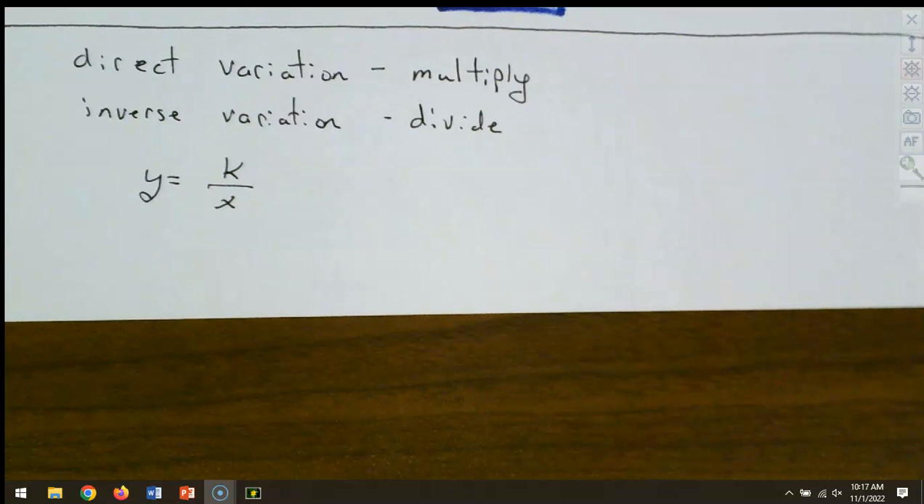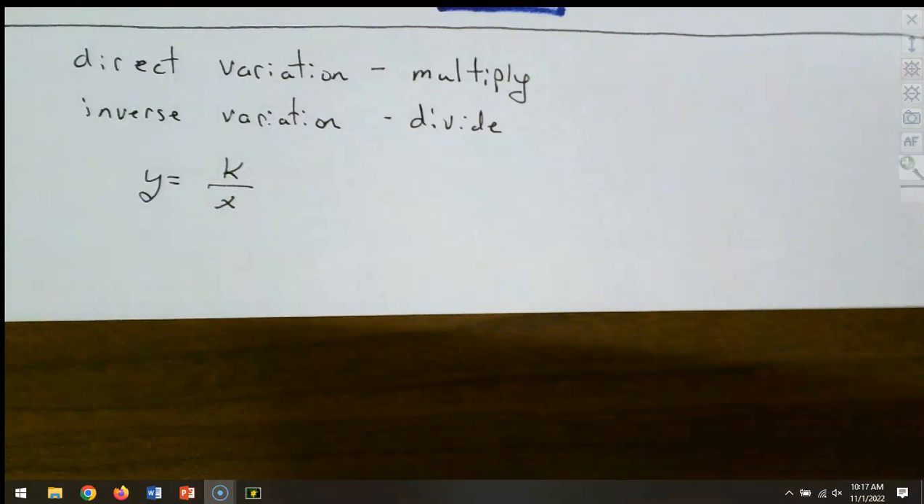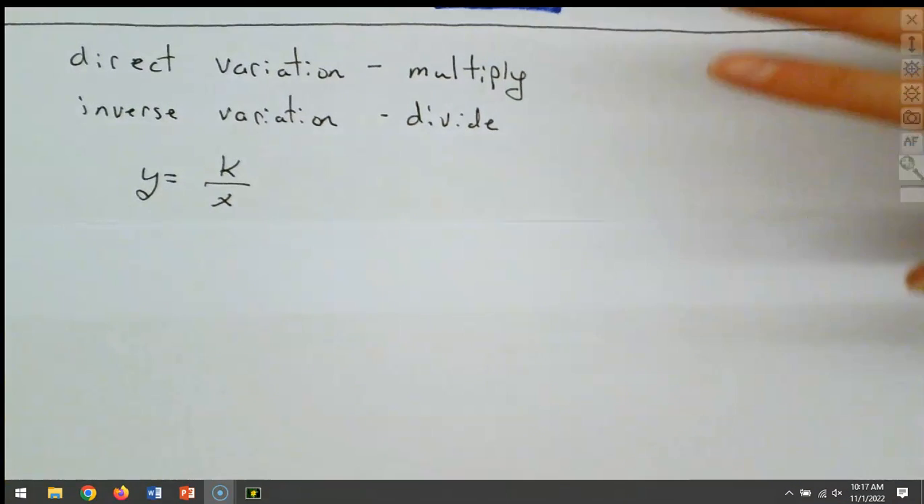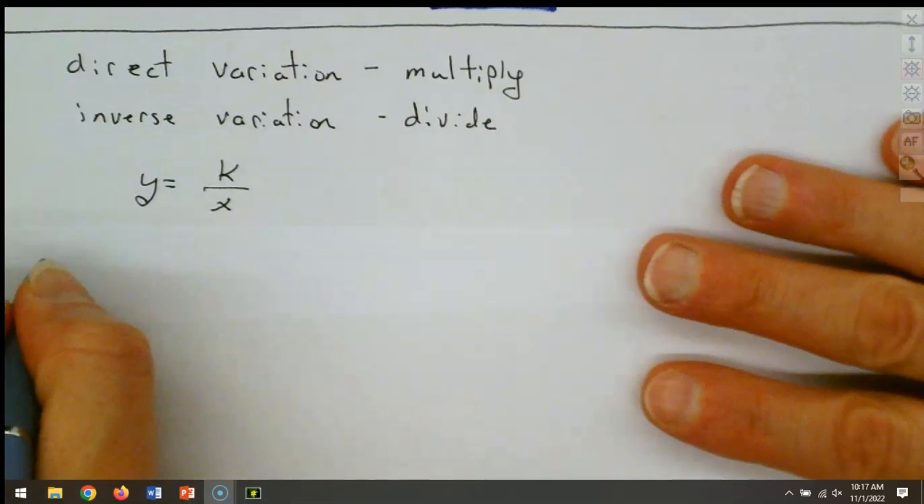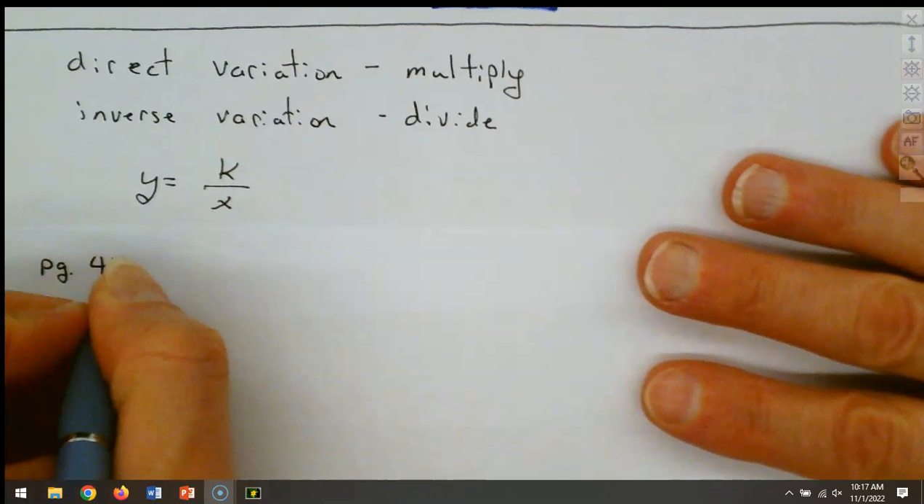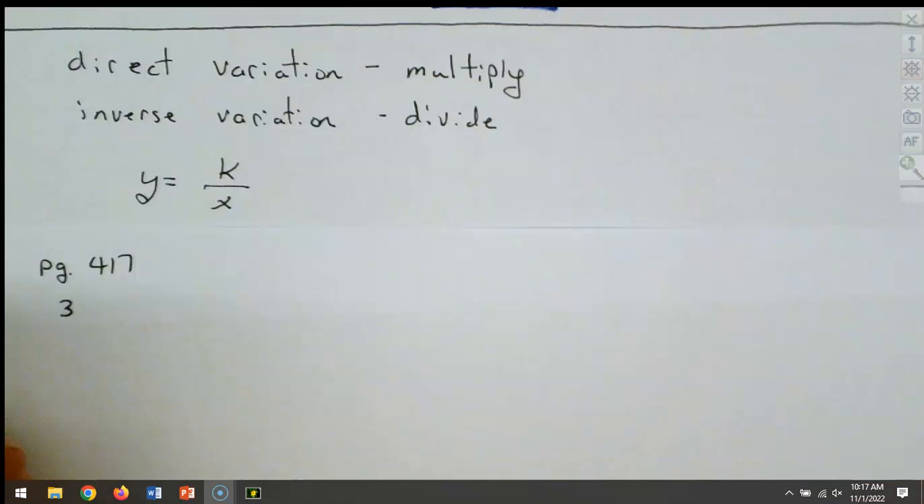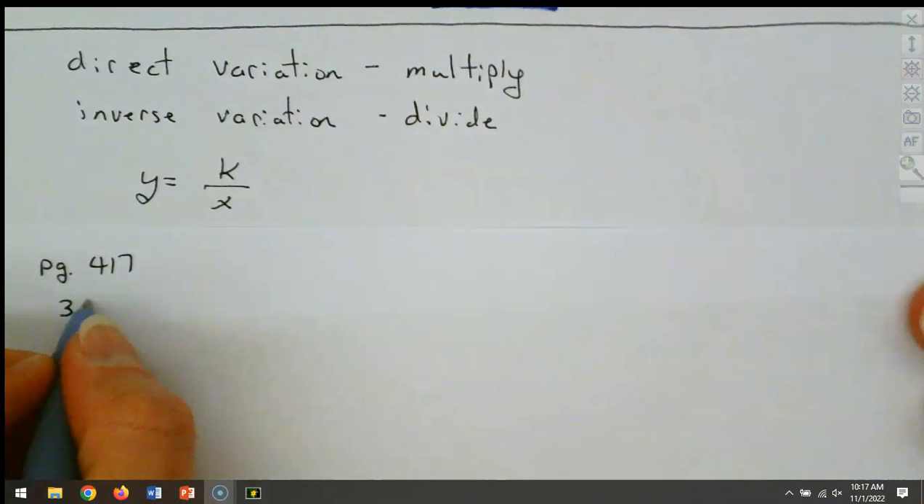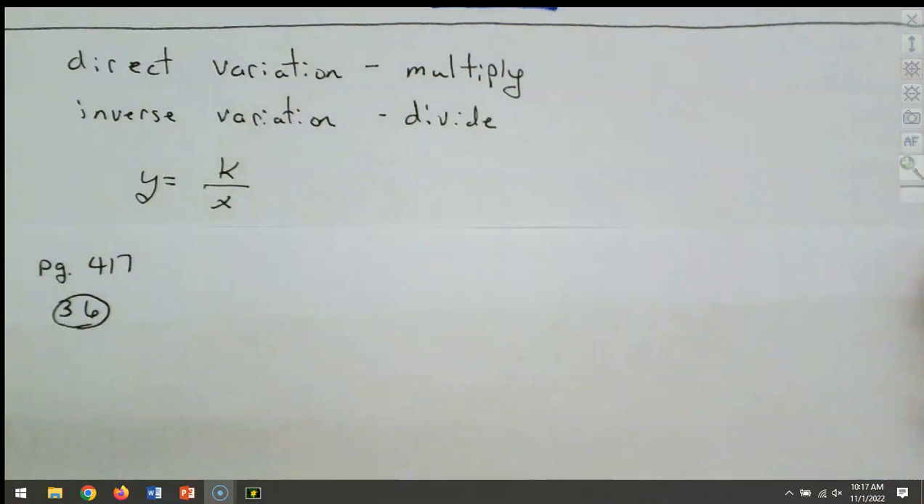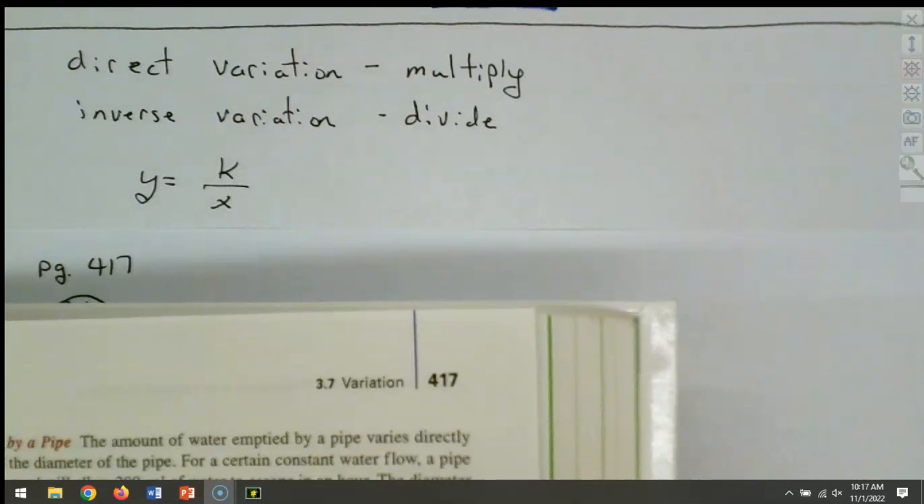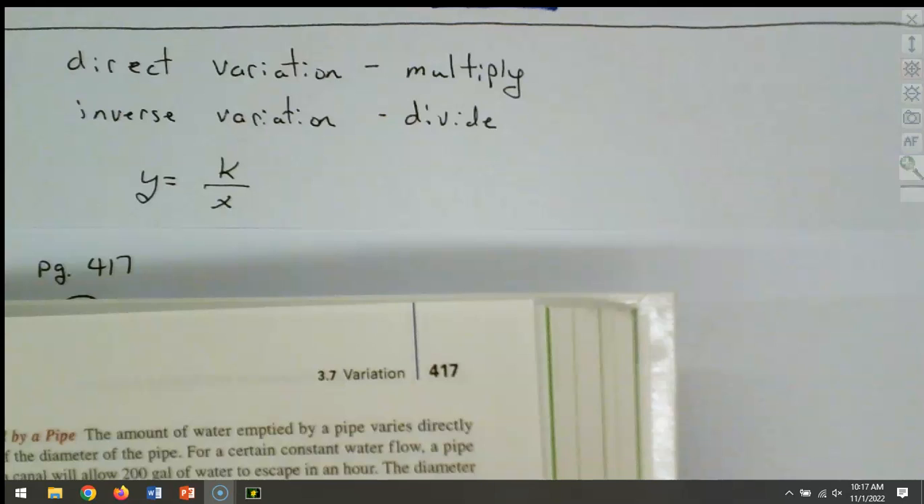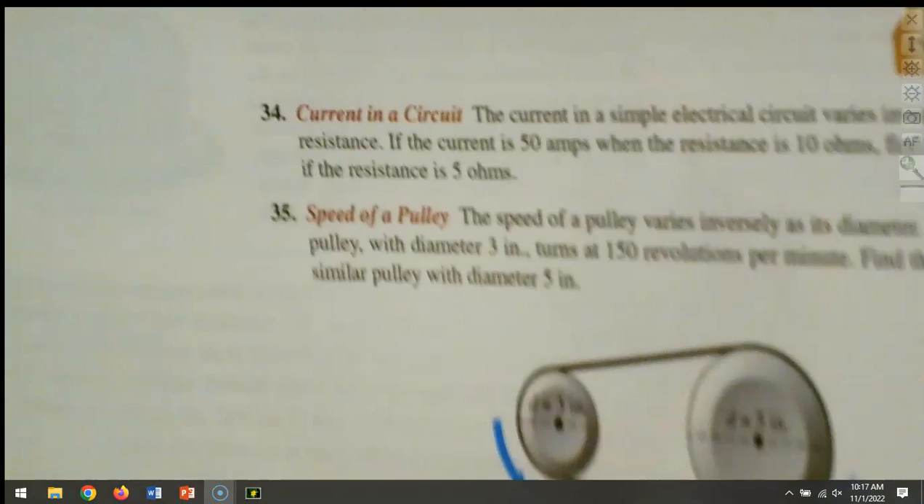36. This is again on page 417. We're going to look at question 36. It should be 417. Yep, because we're at 417. We're looking at variation, so 417. We're going to look at question 36.